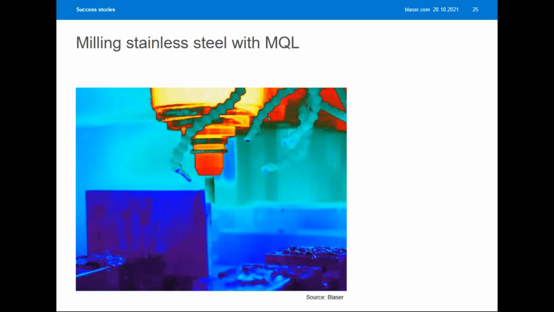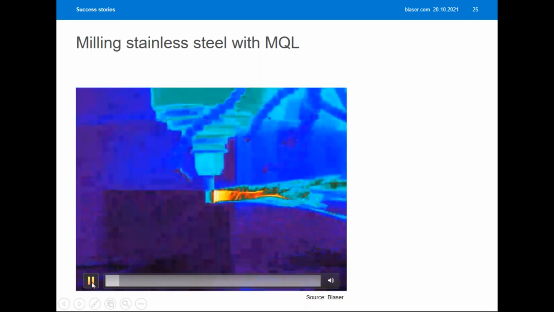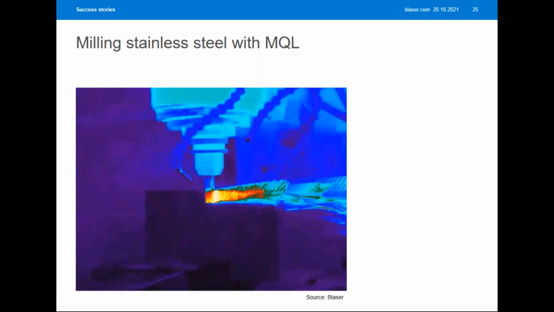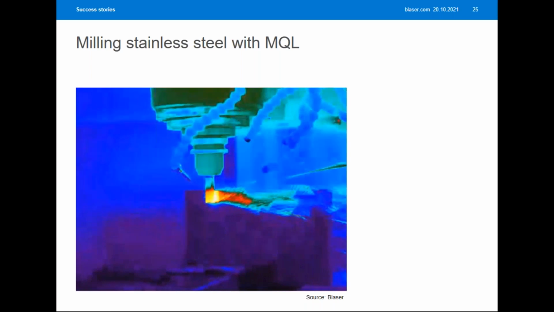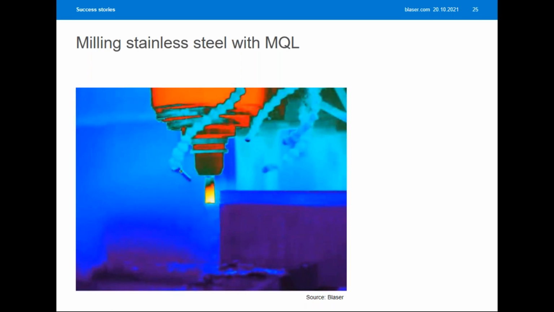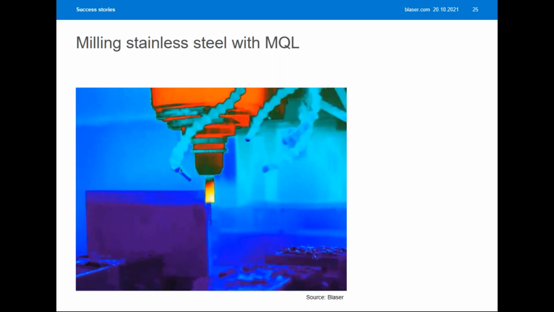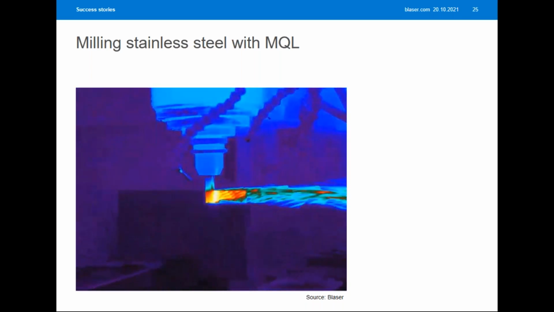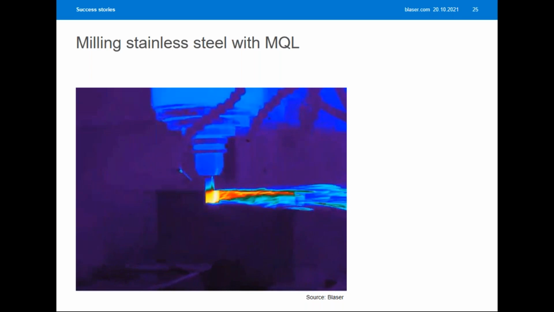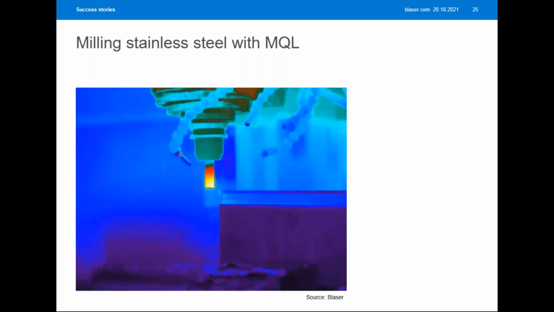Now I was talking a lot about cutting away the heat, and to give you a little example, I would like to show you here we were milling stainless steel with MQL. And here it is very good to see how the heat is cut away with the chips. As you see on the thermal imaging, the workpiece was cool, so right after the milling process I was able to touch the workpiece with my hand. It was cool.